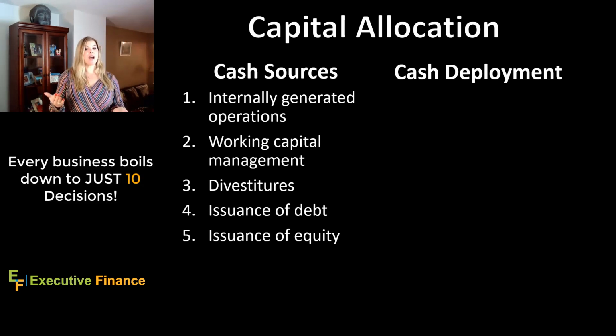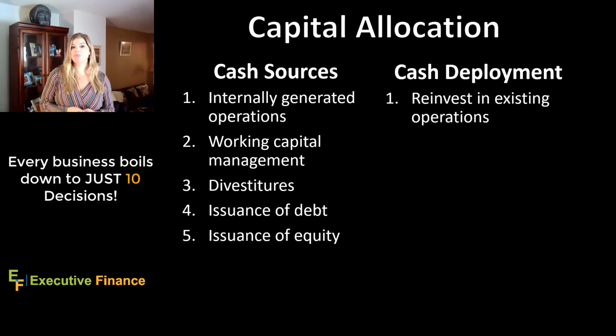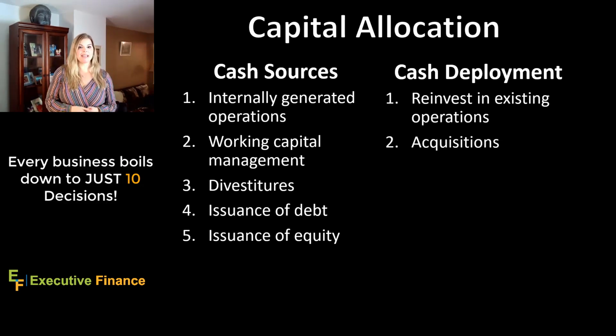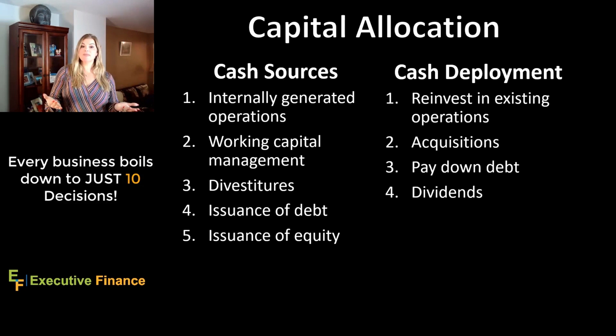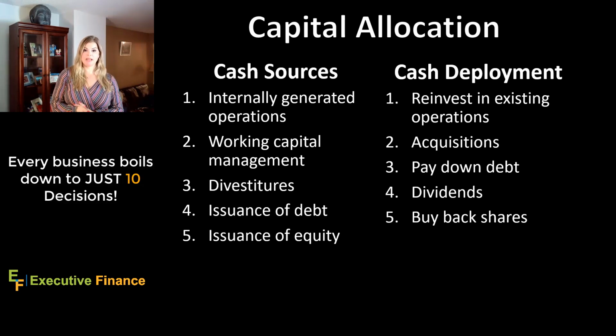There are generally 5 levers you can pull to deploy cash as well. First of all, you can reinvest in existing operations by buying new equipment, or by opening up new locations, or by investing in new technologies. Secondly, you can acquire another business. Thirdly, you can pay down your debt. Fourthly, you can pay a dividend to shareholders if you're a for-profit enterprise. Or finally, you can repurchase equity, again, if you're a for-profit enterprise.